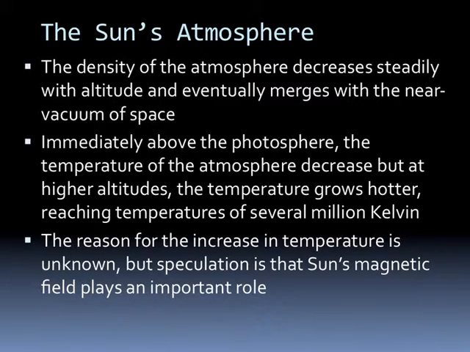Immediately above the photosphere, the temperature of the atmosphere decreases, but at higher altitudes, the temperature actually grows hotter, reaching temperatures of several million degrees Kelvin. The reason for the increase in temperature is unknown, but there's speculation at this point that it's the sun's magnetic field that's causing this high temperature.